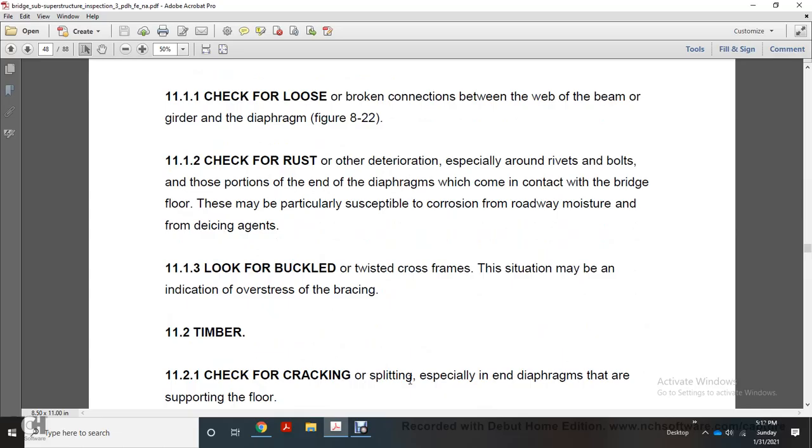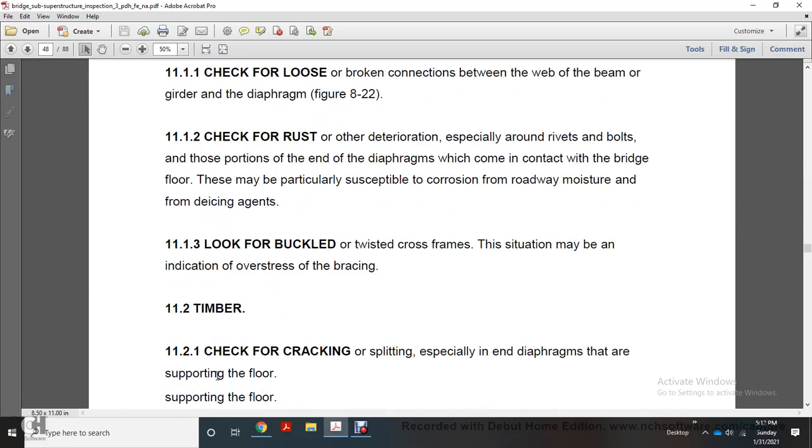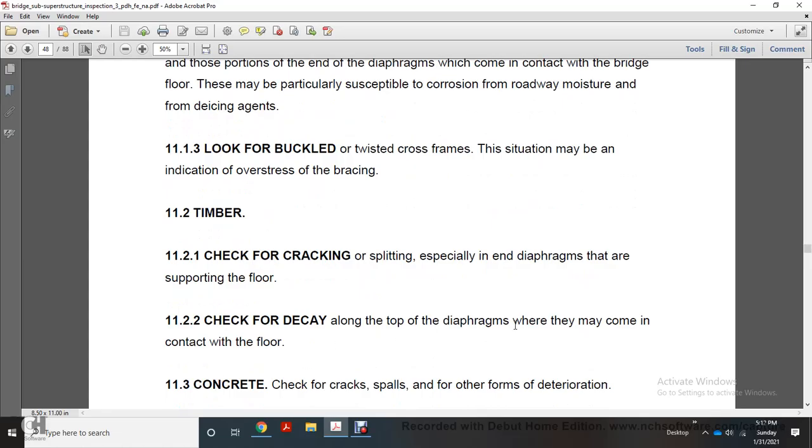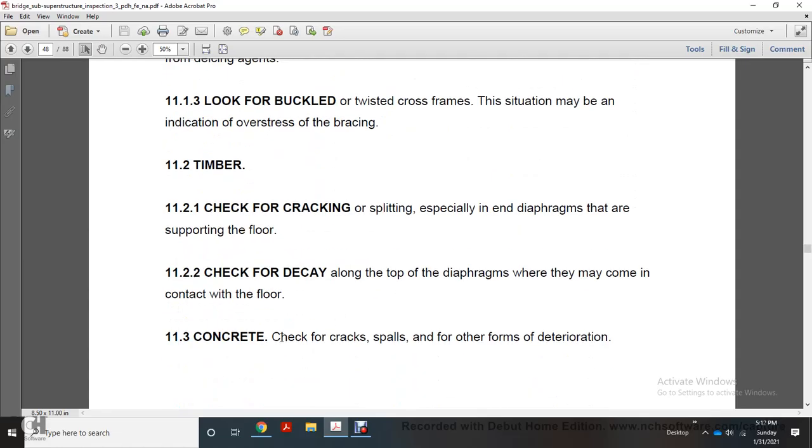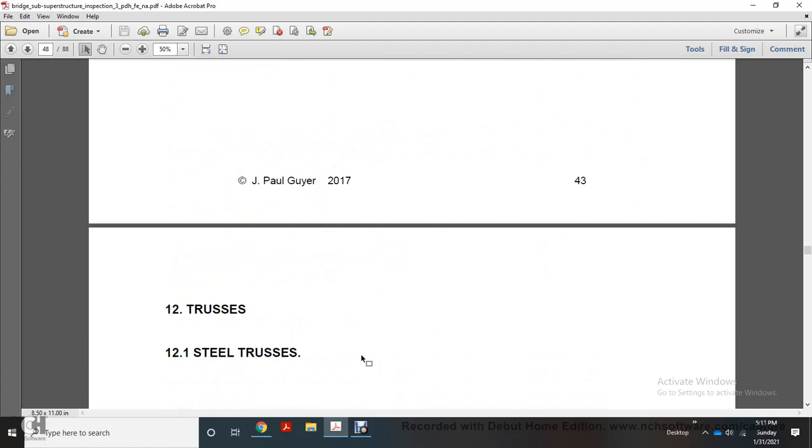Timber: check for cracking, especially splitting, especially in the end diaphragms that are supporting the floor. Check for decay of the top of the diaphragms, which may come in contact with the floor. Concrete: check for cracks and other forms of deterioration.